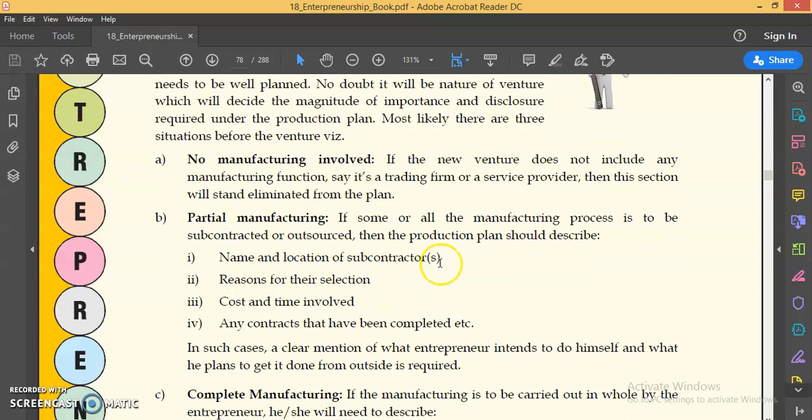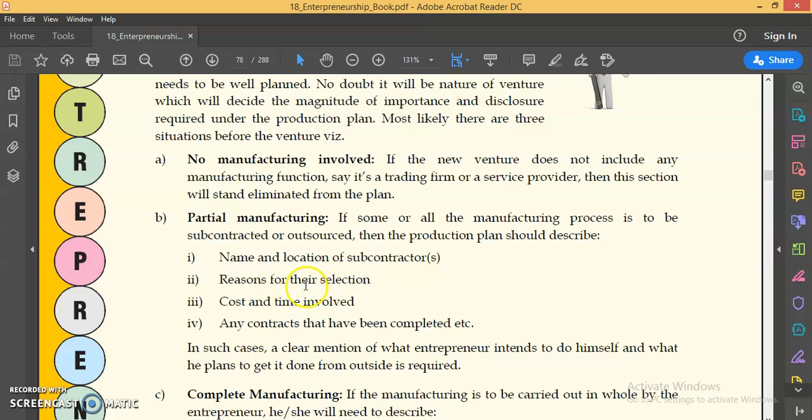Name and location of the subcontractor. Maybe you have one or two or three or four subcontractors. So it's a two-wheeler that you're making. Maybe you have given the wheel to one person, and the motor and engine to another person, the body to another person, the brake to another person. So you have given it to them and then you will collect all those things from them and then you will assemble it in your factory.